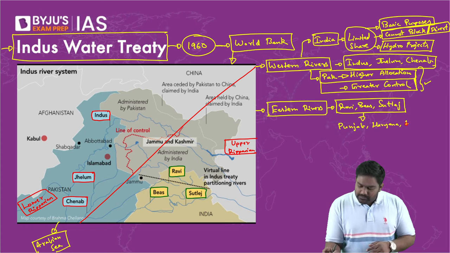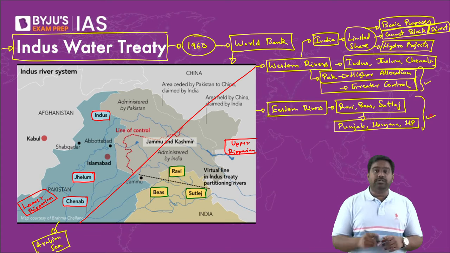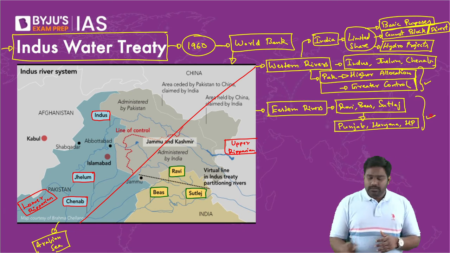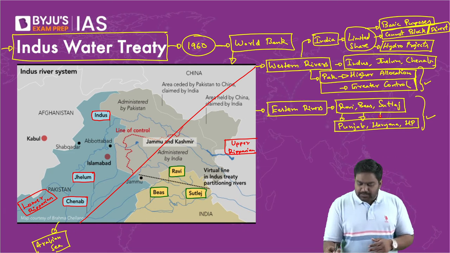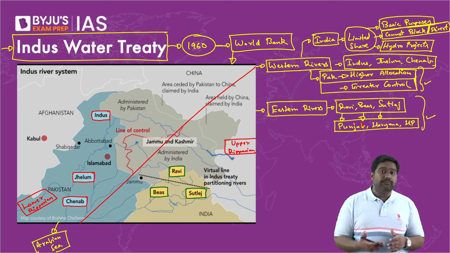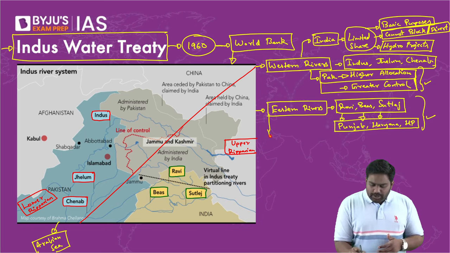Haryana, Himachal Pradesh. We are heavily dependent on these waters for irrigation. Farmers in Punjab and Haryana, right? The green revolution of India was powered by these three rivers in the Punjab Haryana belt. It is critical for drinking purposes, critical for industrial consumption. All right. So, accordingly, India has been given greater control.